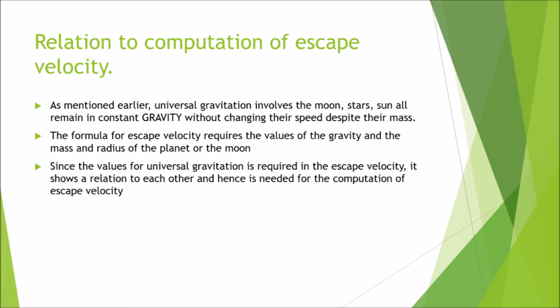As mentioned earlier, universal gravitation involves the moon, stars, sun all remaining in constant gravity without changing their speed despite their mass. The formula for escape velocity requires the values of the gravity and the mass and radius of the planet or the moon. Since the values for universal gravitation are required in the escape velocity, it shows a relation to each other and hence is needed for the computation of escape velocity.